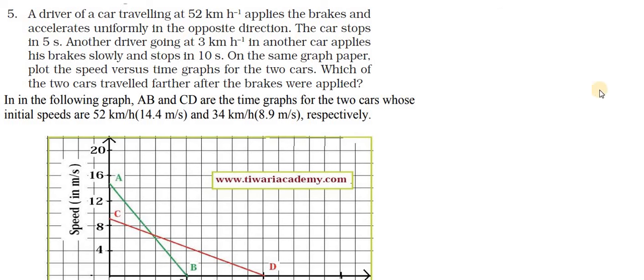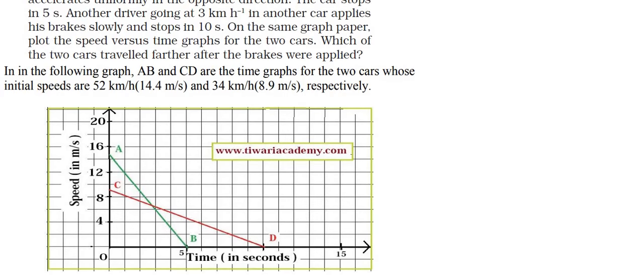In the following graph, AB and CD are the speed-time graphs of the two cars whose initial speeds are 52 km per hour and 34 km per hour. That is, 52 km per hour, when you convert it to meters per second, becomes 14.4.